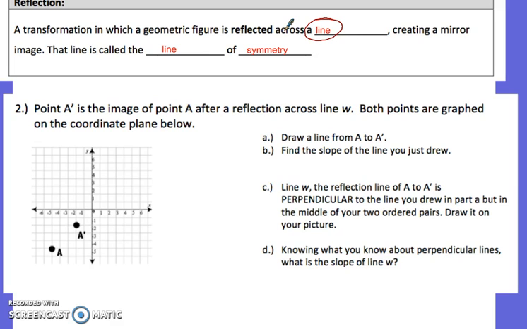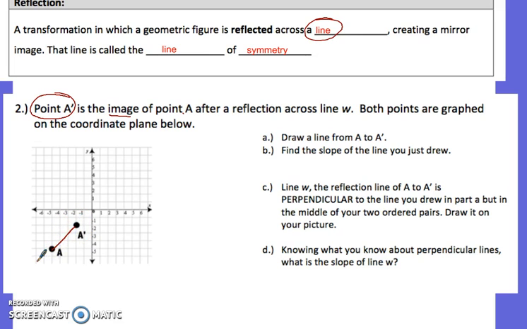Let's look at number 2. It says point A prime. Anytime you're creating a new point after some form of transformation, you would call it A prime, B prime, and so on and so forth. A prime is the image of point A after reflection across line W. Both points are graphed on the coordinate plane below. Part A says draw a line from A to A prime. Well, that's pretty simple. Just going to draw my line from A to A prime.